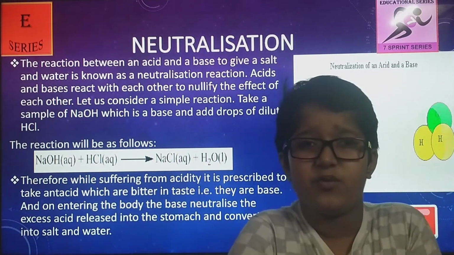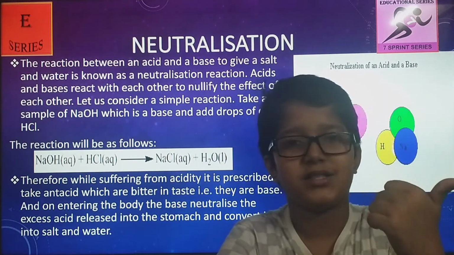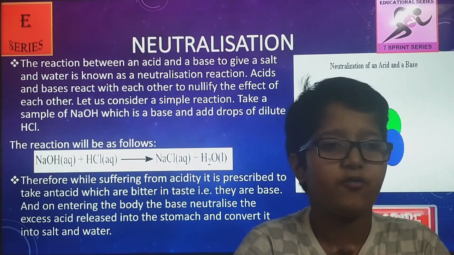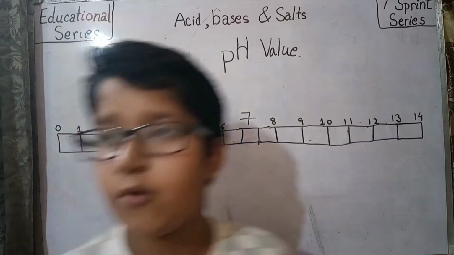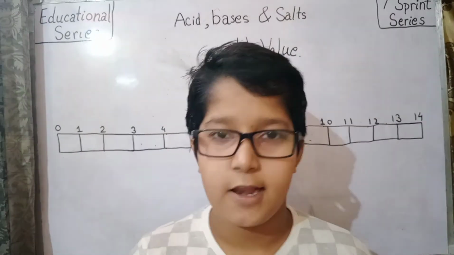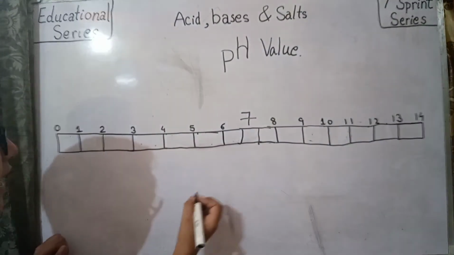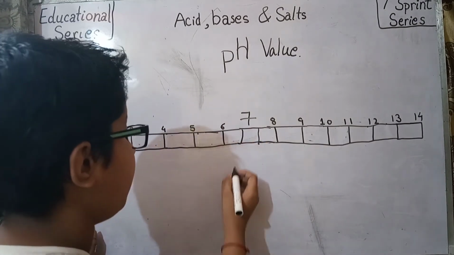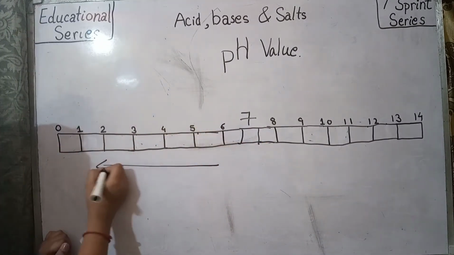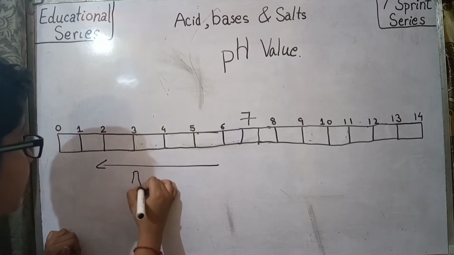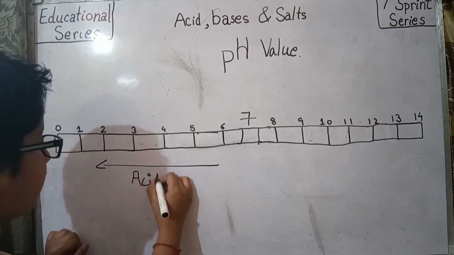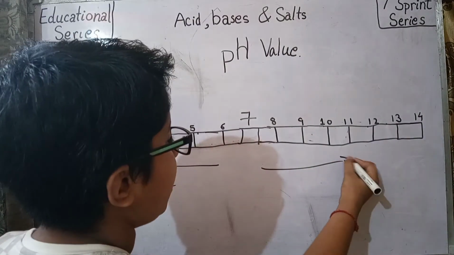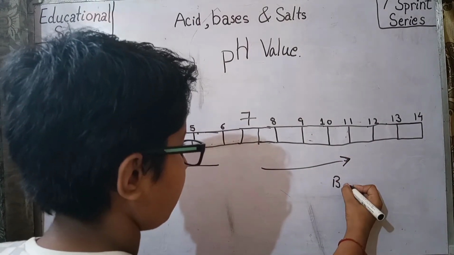Now, let's see on the board first what the pH scale is, and then we will proceed further. So now let's see the pH scale. The pH scale is the scale which defines the acidic and basic nature. When we go to the left, things are more acidic, while on the right side, things are more basic.